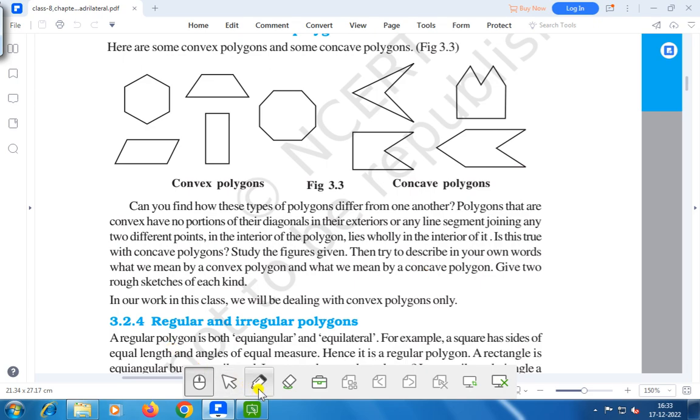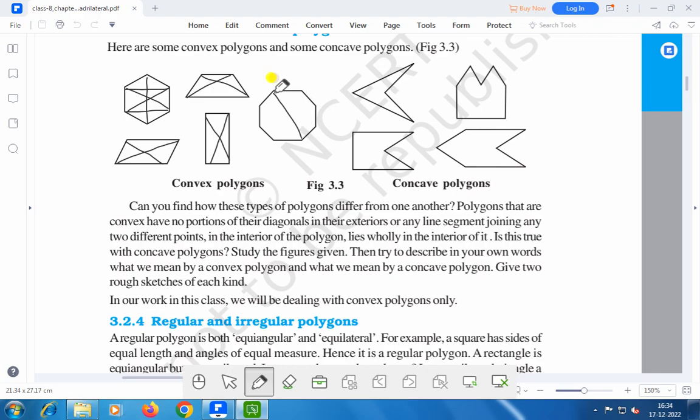Here you see, if we draw the diagonals, all the diagonals are inside the figure. That means it is a convex polygon. Here also, if we draw the diagonals, all the diagonals are inside the figure. Therefore, this is a convex polygon. Here, if we draw the diagonals, these are the various diagonals, and all the diagonals are inside the figure. That is, these are convex polygons.